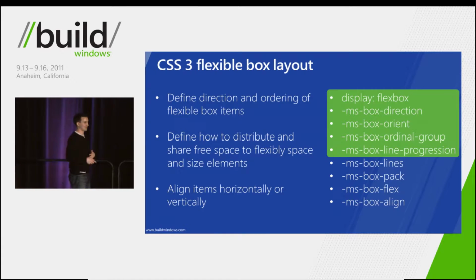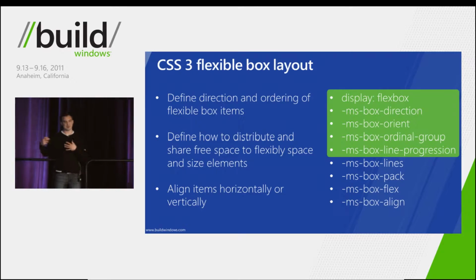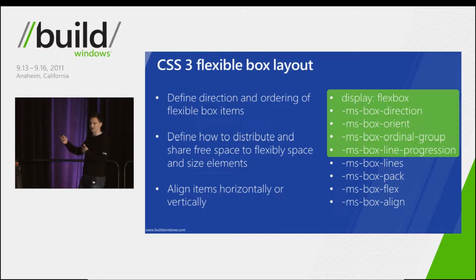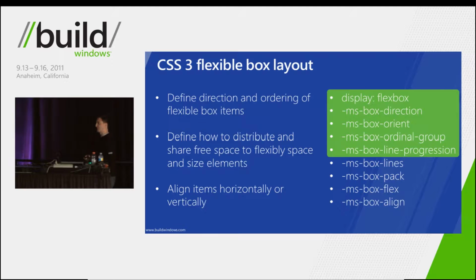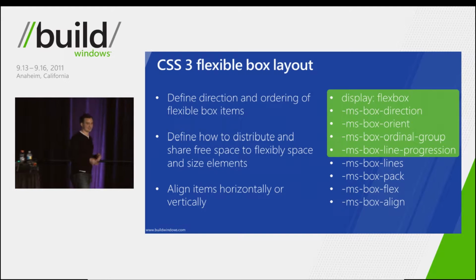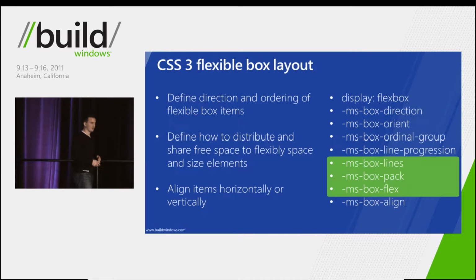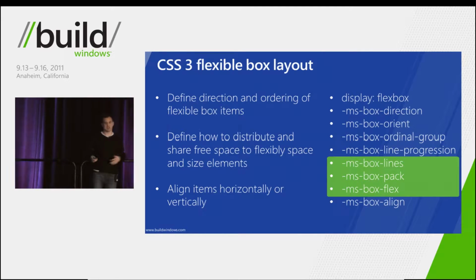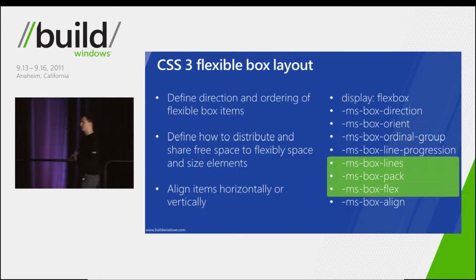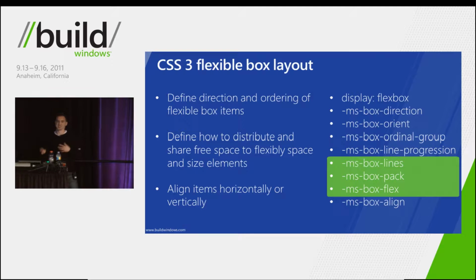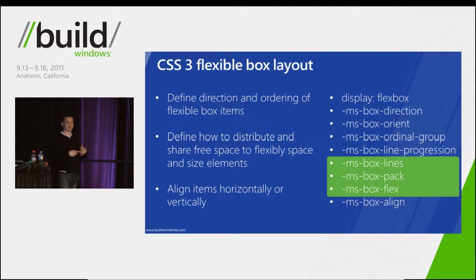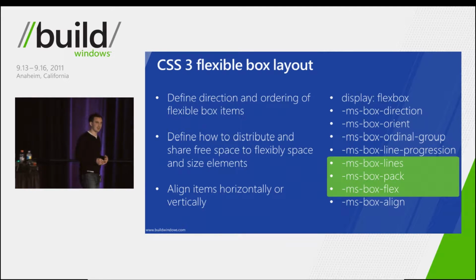So with Flexible Box, one of the ways you're going to use it, of course, is start by defining the direction and ordering of all your elements. There's a bunch of different properties to do that, to either manipulate the left to right progression, the top to down progression, or the vertical or horizontal progression. You'll be using properties like box lines, box pack, and box flex to distribute space both within those elements and between them. And of course, you use box align to define whether you want to have a vertical or horizontal alignment.